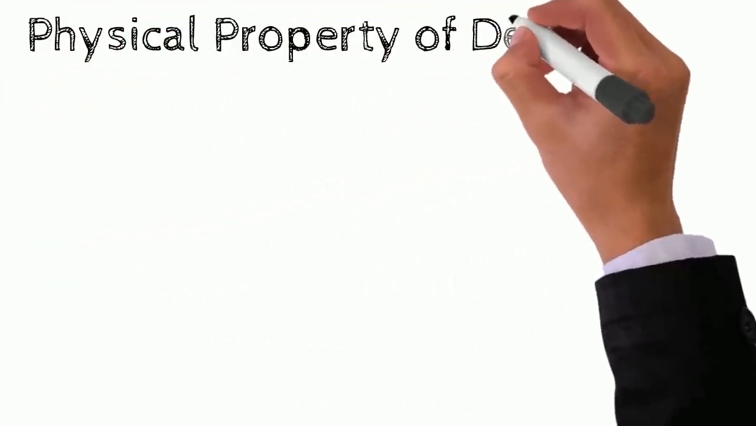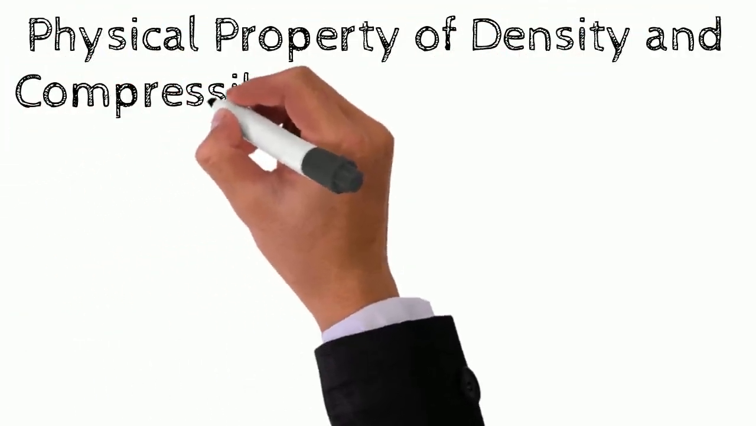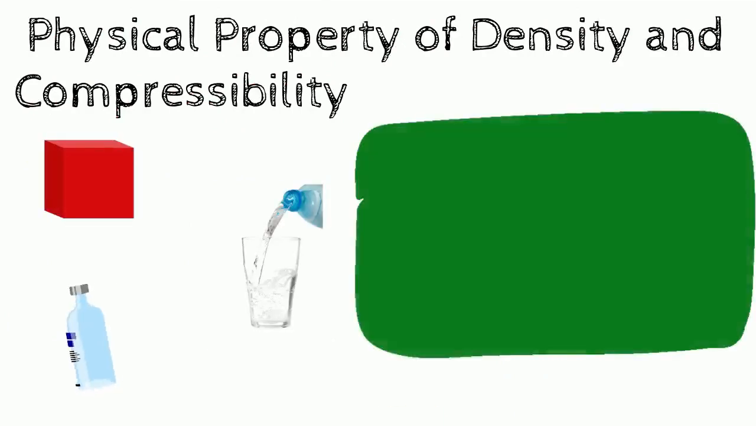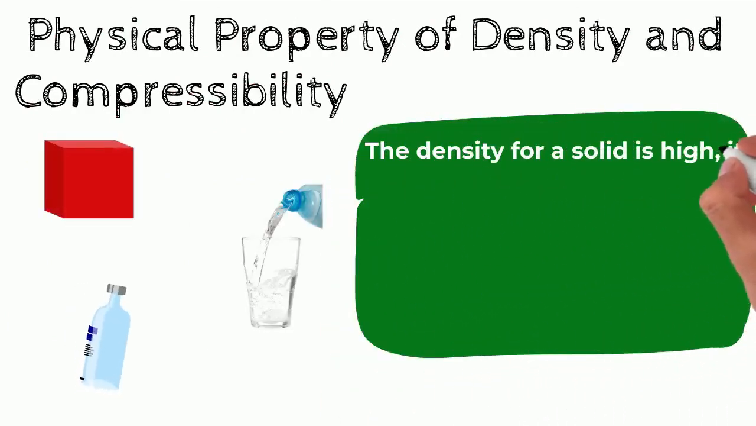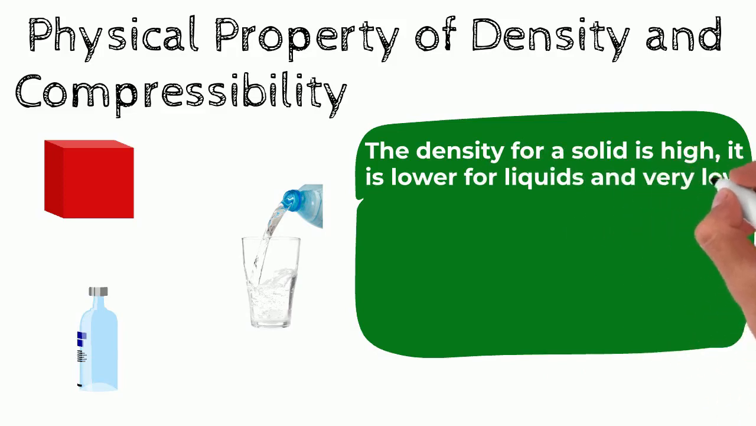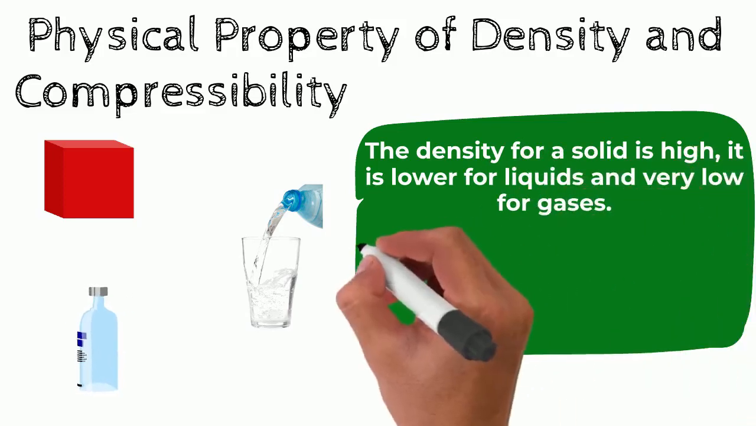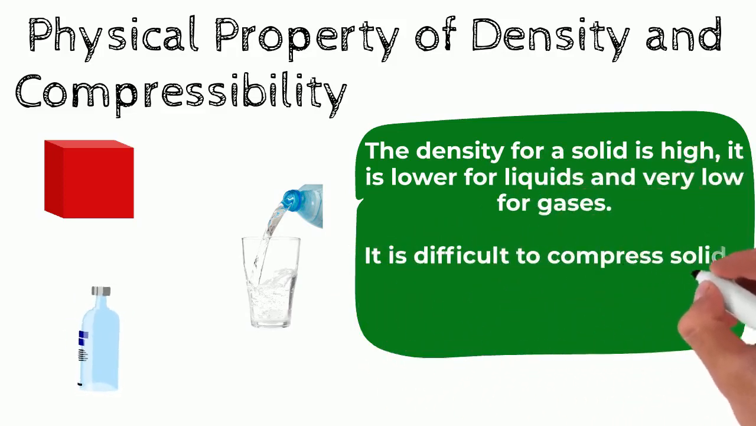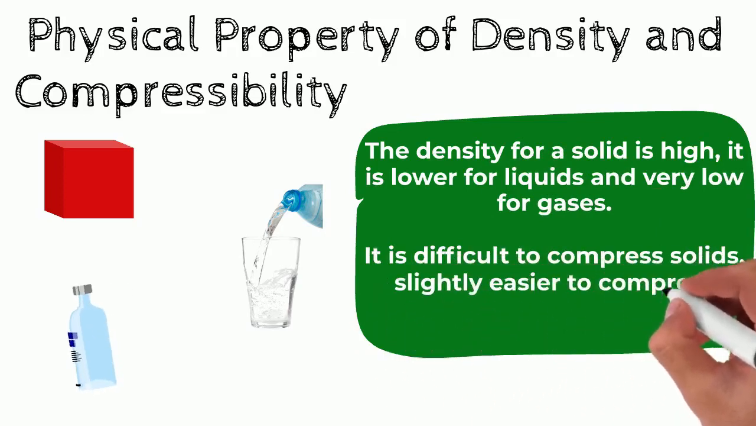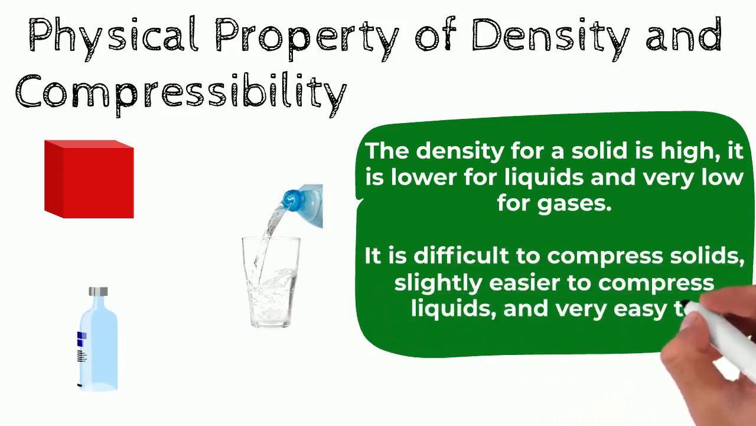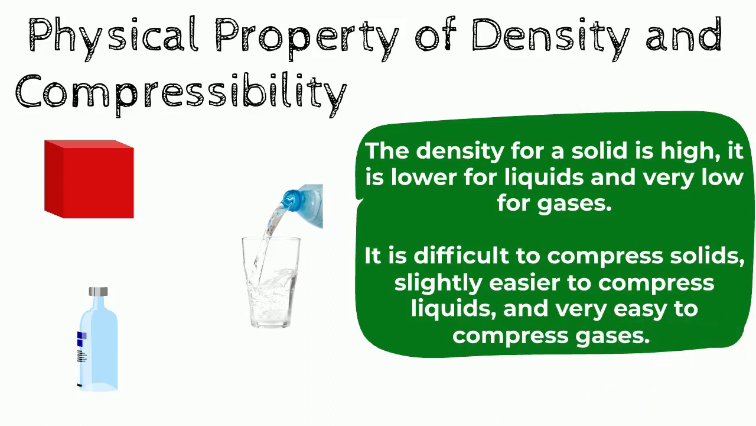Here we'll be looking at the physical property of density and compressibility. The density for a solid is high, it is lower for liquids, and very low for gases. It is difficult to compress solids, slightly easier to compress liquids, and very easy to compress gases.